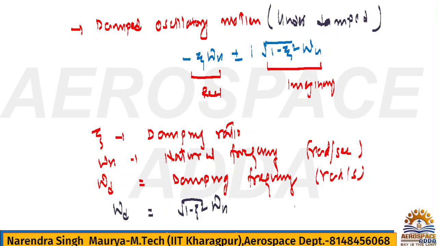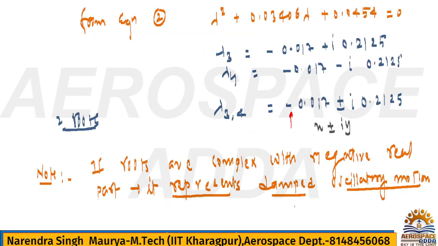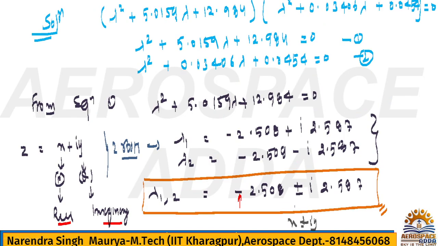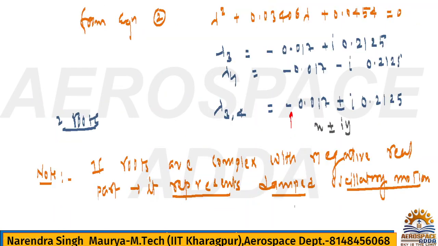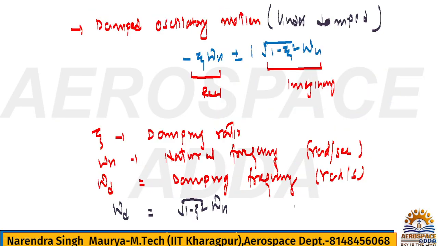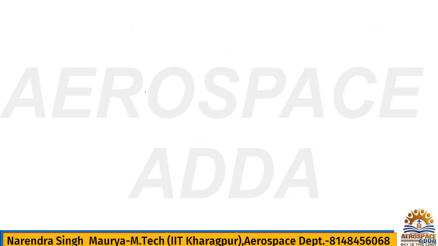We have two roots here: lambda 3, 4 is one combination of roots, and lambda 1, 2 is the other combination. Write them down and check which one is the long period oscillation and which one is the short period oscillation. My expectation from all of you is that you tell me which one is which. I will write the couple of roots.